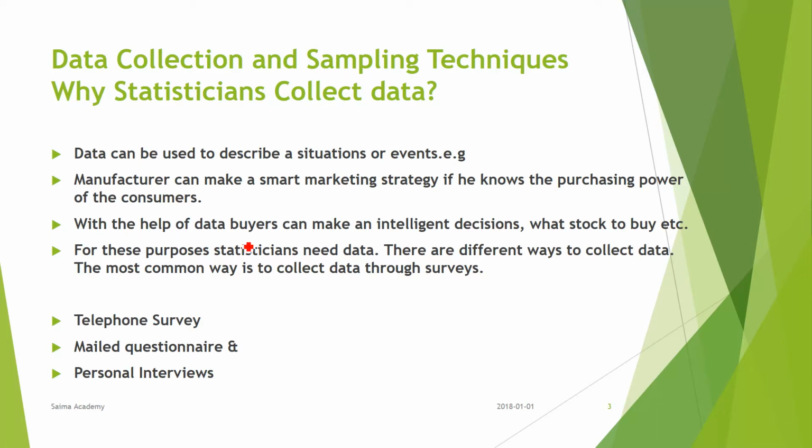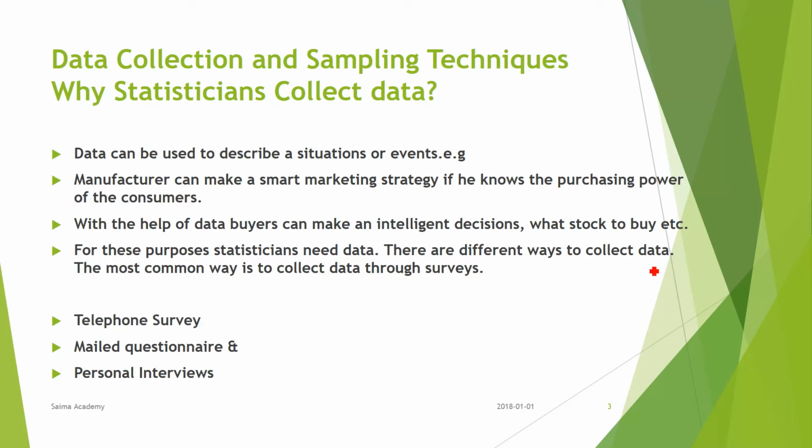Another example is that with the help of data, buyers can make intelligent decisions about what stock to buy, right? Suppose you want to buy stock shares. On the basis of past years' data and past year analysis, you can make a prediction about what type of stocks you can buy today. For these purposes, statisticians need data. They want to make good decisions. That is why they need the data.